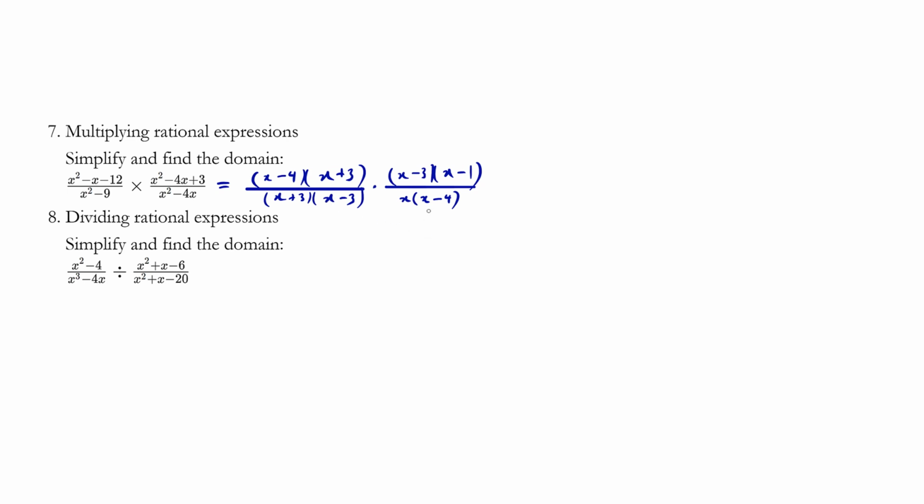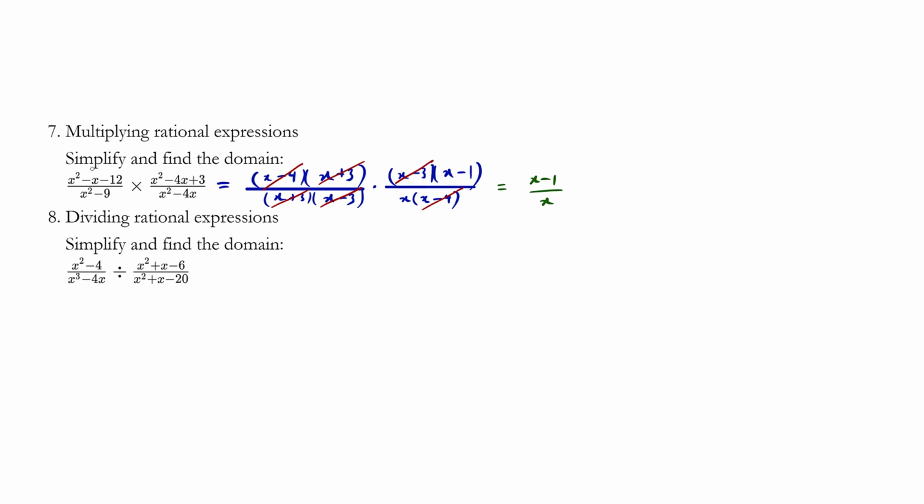And this is where we set off some fireworks. The x minus 4 cancels all the way across. And we have x minus 3 that cancels. We can even cancel x plus 3 top and bottom. And this is not bad at all. So what we have left over is x minus 1 over x. That's pretty clean.